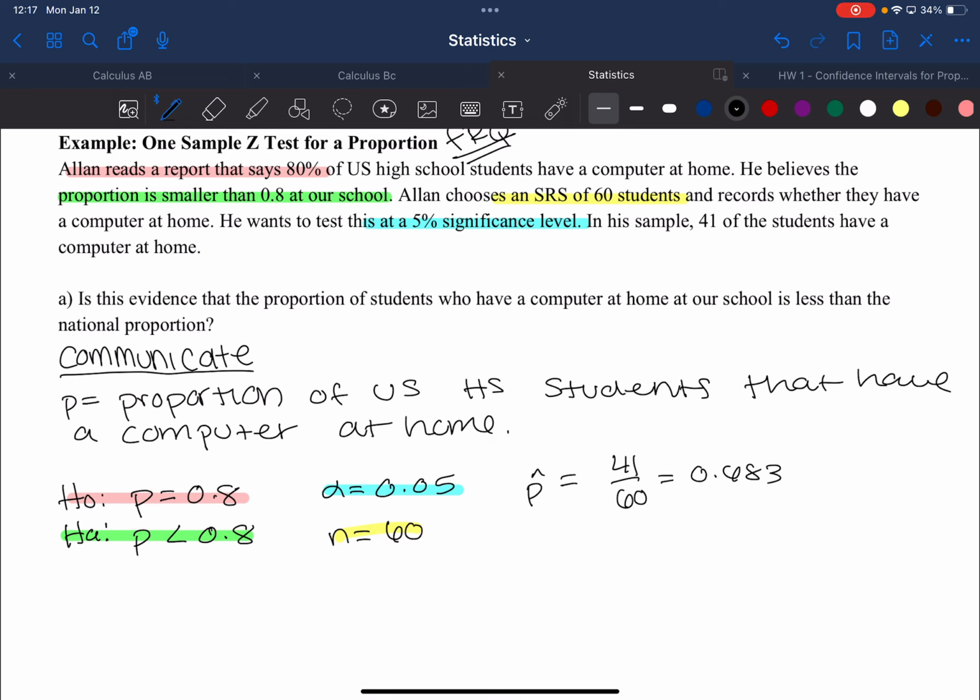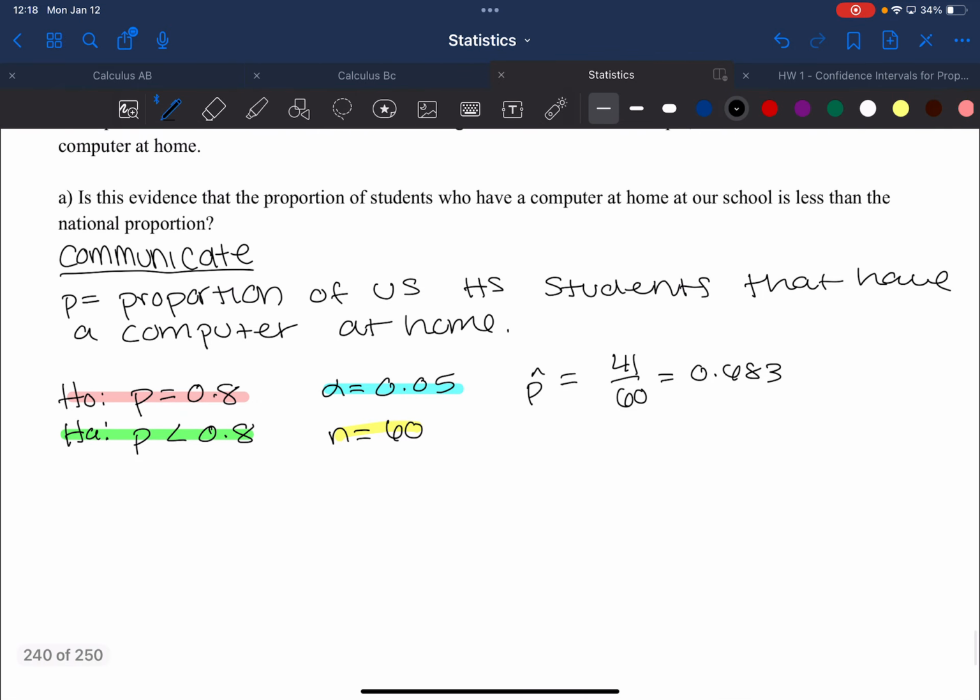41 is how many people had a computer. 60 is how many people he had answered that question. Is that 0.683 at the end? Yep. Okay, so that's communicate.